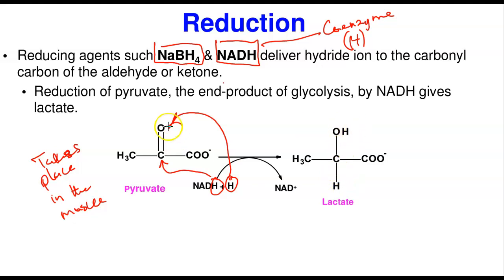If one goes here, it becomes OH. The other one goes here. So what happens is that it forms lactate. Pyruvate is now converted to lactate, and the reducing agent is NADH. So NADH itself is now oxidized to NAD+, whereas pyruvate itself is now reduced to lactate. This is an important biological application of reduction of aldehydes and ketones. Particularly, this is an aldehyde in this case.